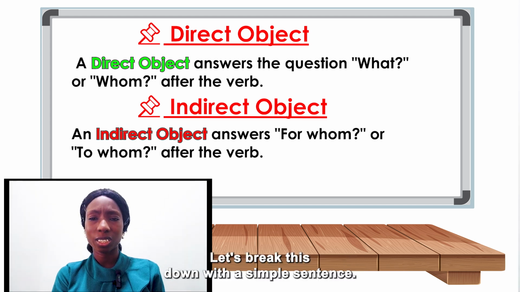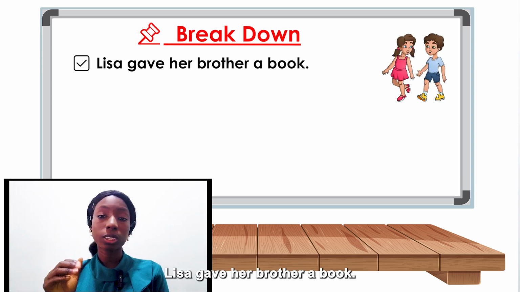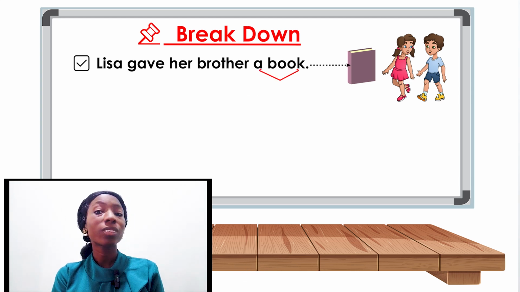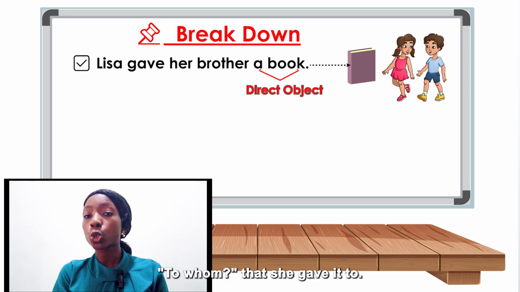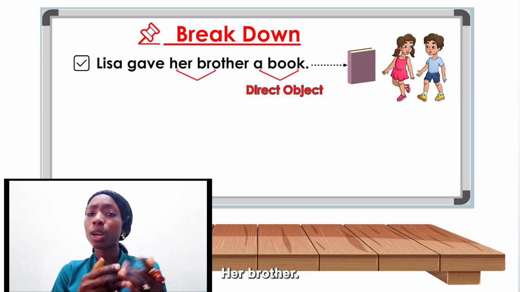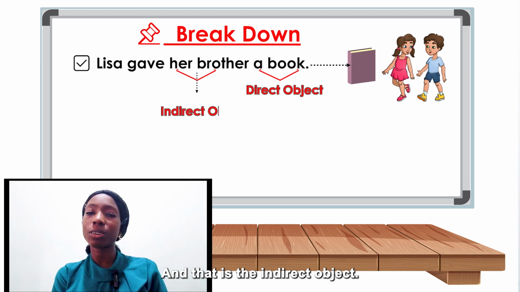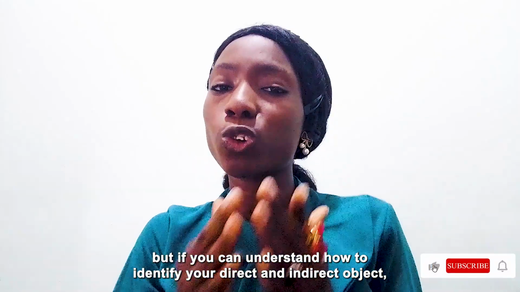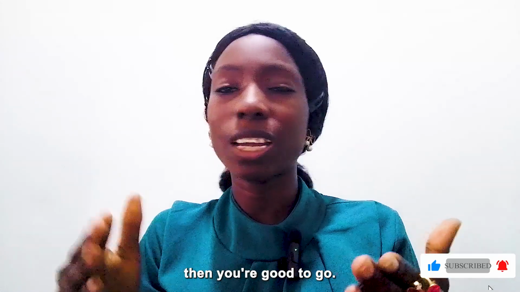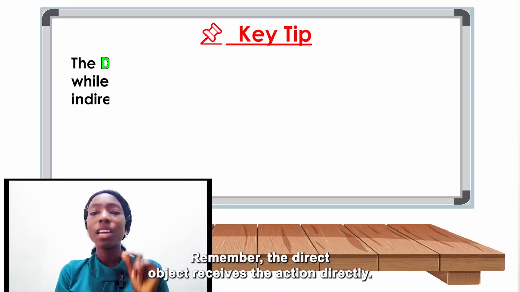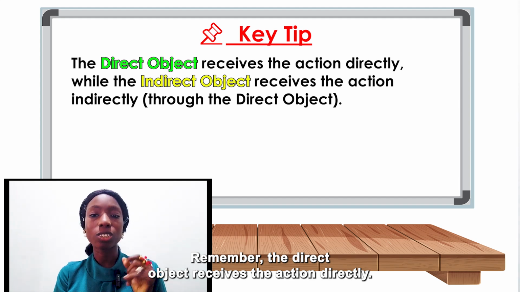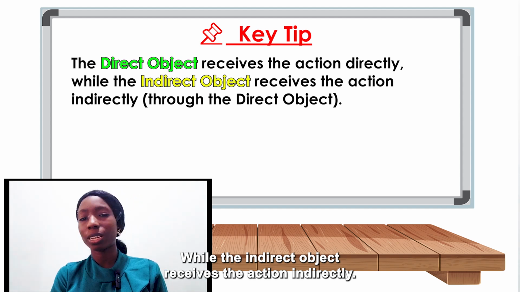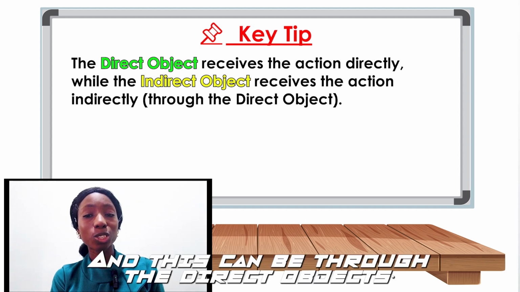Let's break this down with a simple sentence. Lisa gave her brother a book. What did Lisa give? A book. That is the direct object. To whom did she give it? Her brother. And that is the indirect object. It can be a bit confusing, but if you can understand how to identify your direct and indirect object, then you're good to go. Remember, the direct object receives the action directly, while the indirect object receives the action indirectly. And this can be through the direct object.